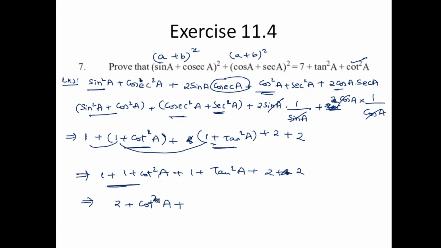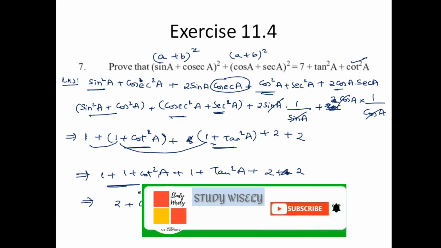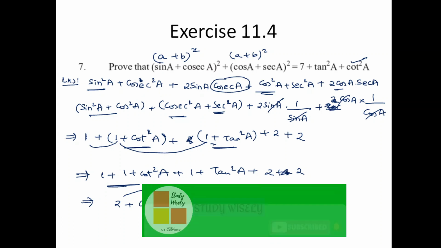So this is the square, right? Plus tan square A plus 4. Okay, plus 4. So this becomes what? 3 and this becomes here 4. So at last I can write 7 plus cot square A plus tan square A. Hope this is clear up to here, right? So this is your required RHS value. Okay. So this is clear up to here, no doubt.